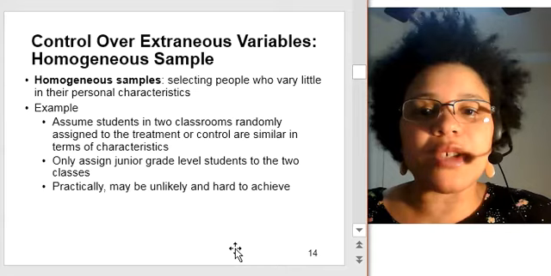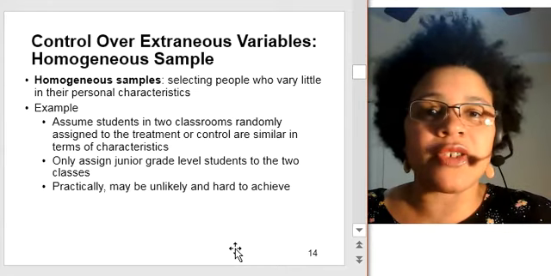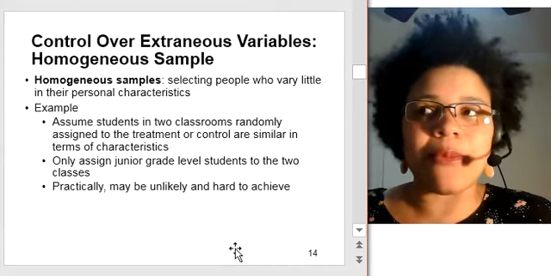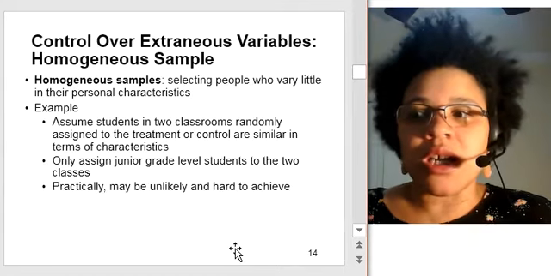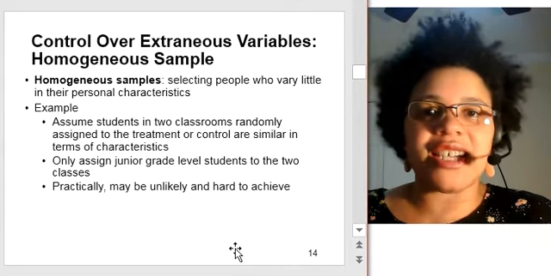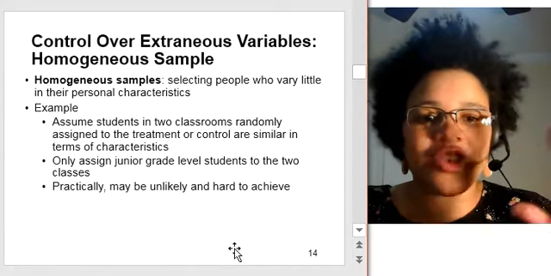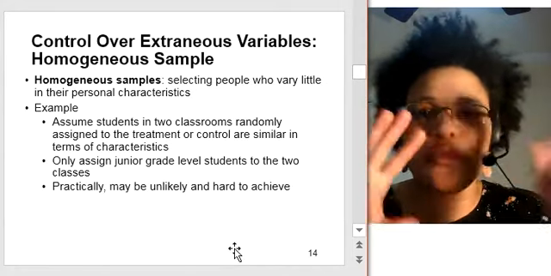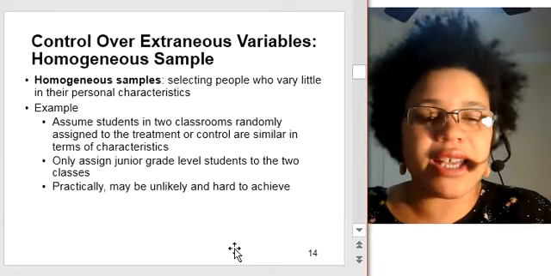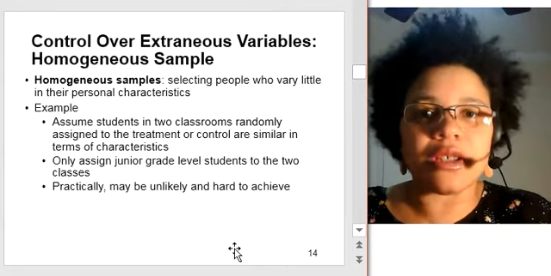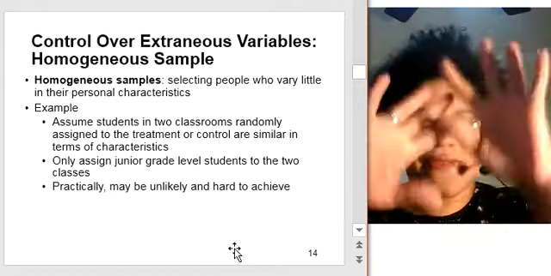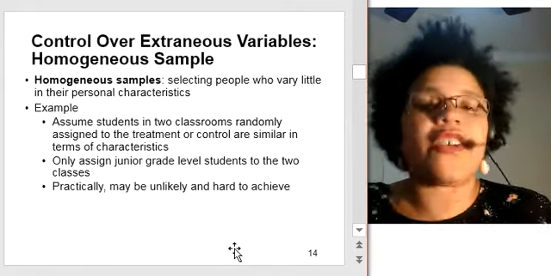A homogeneous sample is when we select people who vary little in their personal characteristics. So you might say, hey, in my study, I'm really focused on knowing a particular thing, and I just want to eliminate extraneous variables because it adds too much, and I won't be able to see whether or not my program is helpful unless I can eliminate some of the noise of variability.